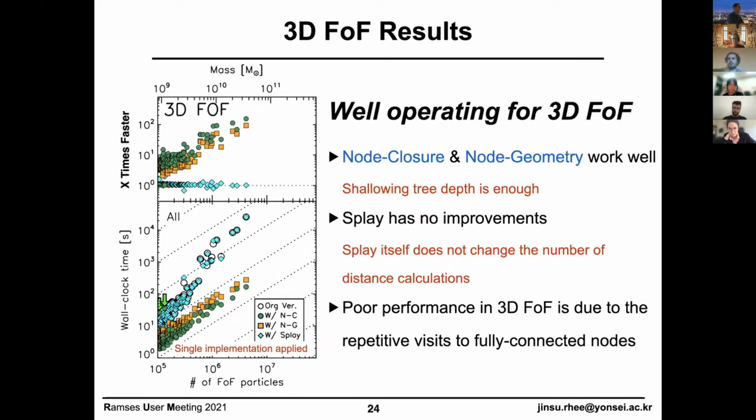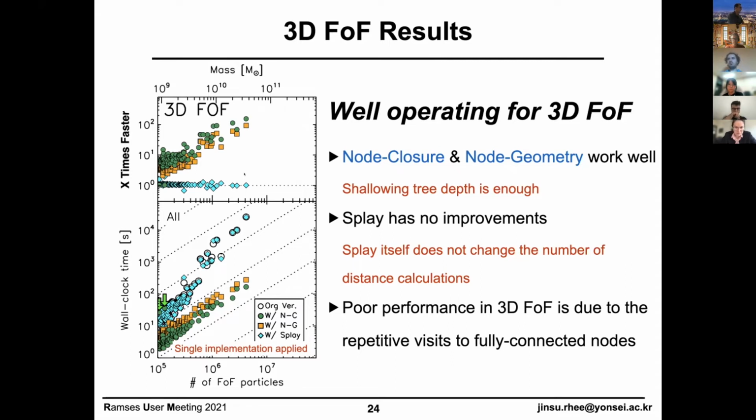Then we see whether its implementation works well when applied alone. The left figure shows the wall clock times as a function of friend-of-friend particles for the 3D FoF with a single implementation applied alone. The upper panel shows the speed improvement compared to the original execution, where 100 means 100 times faster than before.